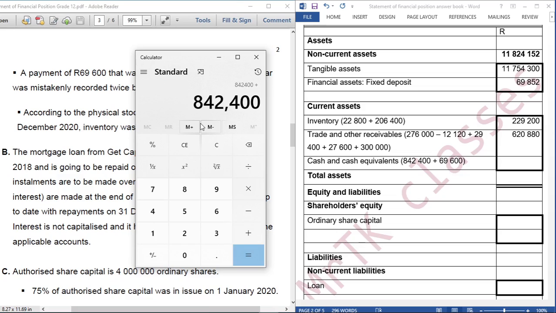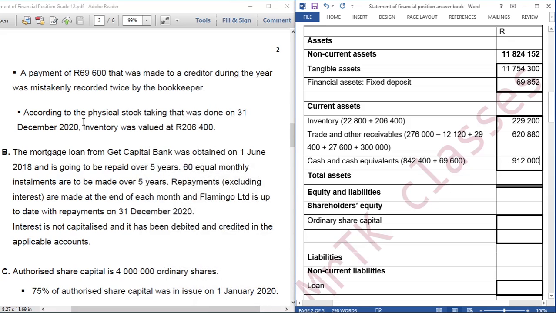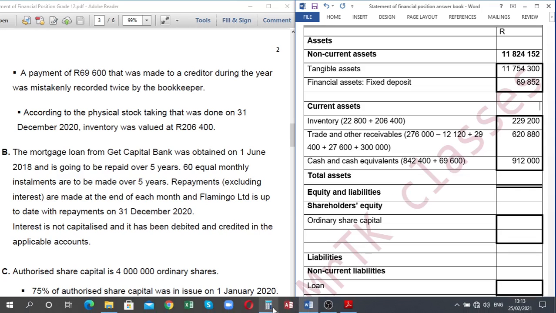842,400 plus 69,600. We are going to get 912,000. All right. Okay. This transaction, we are going to look at it again when we are doing our liabilities, because you can see that it has something to do with the creditor here. All right, so now let us add.